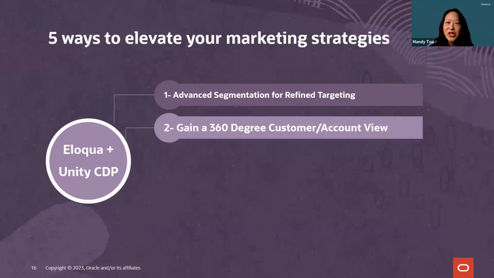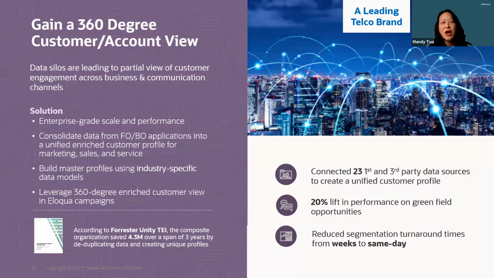The second way to elevate your marketing strategy is to help you gain a 360-degree view of your customer and your account. In this particular case, one of our telco brands, one of our largest customers, was having challenges where they also had their customer data siloed across their organization. So they were only able to see a partial view of the customers and were having difficulties determining how to communicate with the customers and what is the next best way to reach out to them.